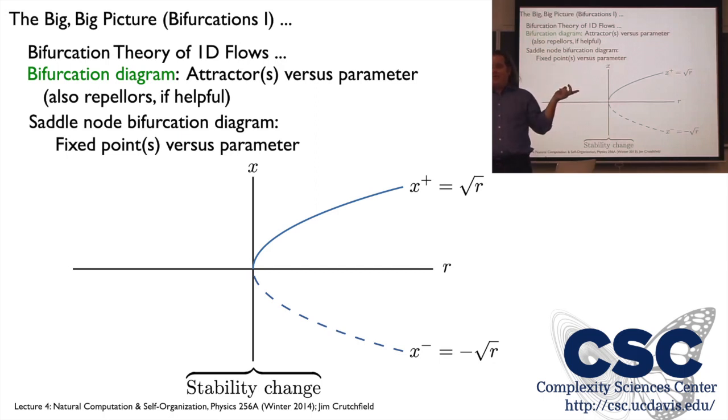When r is positive, what's the charge? We have a stable fixed point, an unstable fixed point. Charge of one, charge of minus one, total charge is zero. So these are local bifurcations. We're looking at small values of r right around where the bifurcation occurs. Okay, so saddle node bifurcation, the first one.